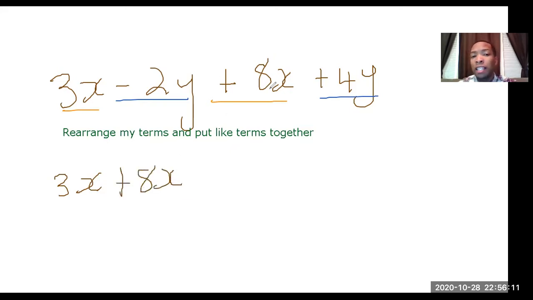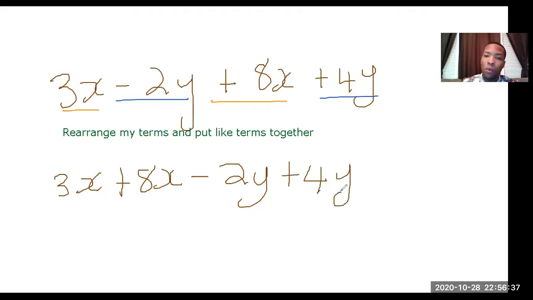I want you to keep in mind that whatever sign is in front of the term, that's the sign that goes with the term. So since there was a plus 8x, then I have to put a plus 8x. And then now I have no more x's, so let me move on to my next terms. So this is minus 2y. Keep in mind, the minus was in front of the 2y, so it goes with it. And then the other y term is 4y, so plus 4y. All I did was rearrange the terms so that they're together. So I put all the x's together and all the y's together.